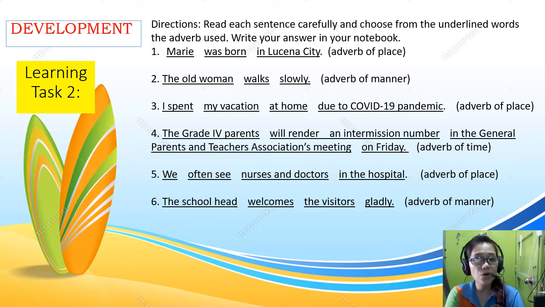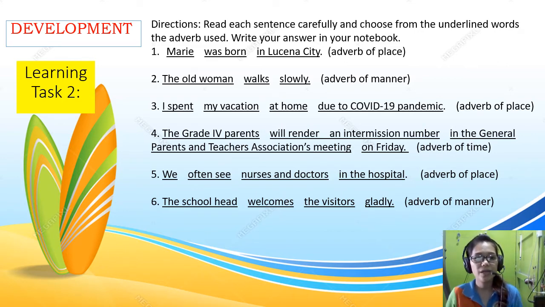Marie was born in Lucena City. Which one is the adverb of place? Number 2. The old woman walks slowly. Which one is the adverb of manner? Number 3. I spent my vacation at home due to COVID-19 pandemic. Again, I spent my vacation at home due to COVID-19 pandemic. Which one is the adverb of place?